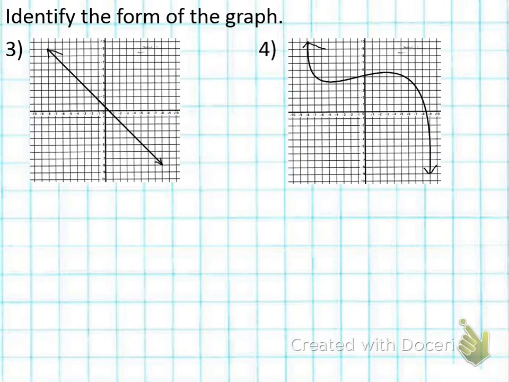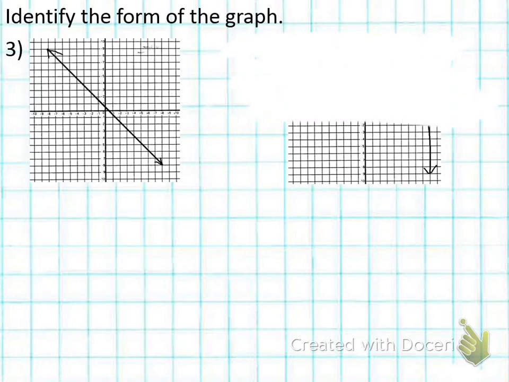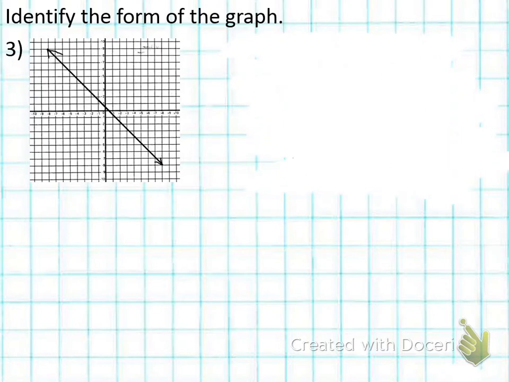Okay, again, you're doing number 3. I'll give you another 10 seconds to write your answer. Okay, let me see your answers. Answers up. Share your eraser. So negative linear is correct. That's the form of this graph. Negative linear. Okay, next, number 4.